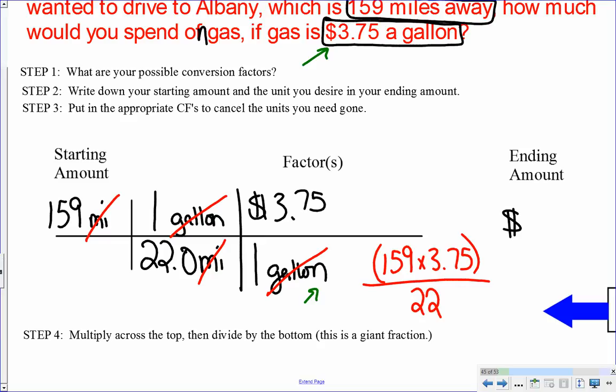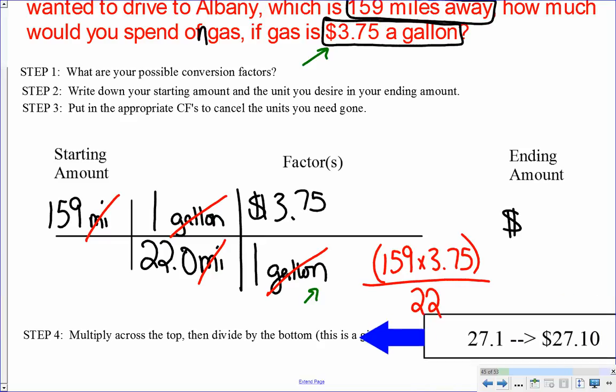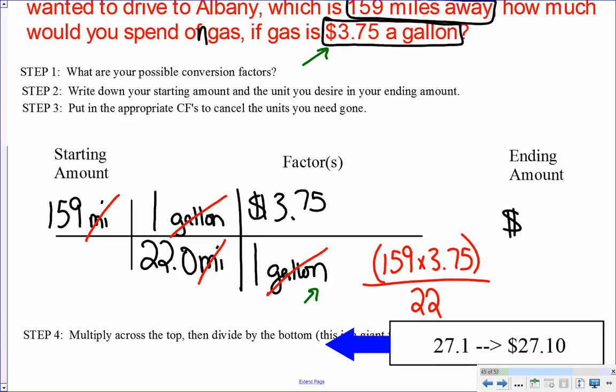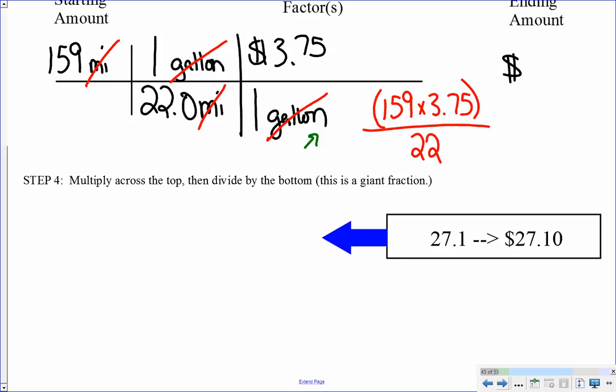So what this should give you is 27.1. That is the answer with the appropriate number of sig figs. To make this look more like money, I did actually cheat a little bit and throw that 0 on there. That's not sig fig correct, but that is what money looks like. So I can assume that this is going to be pretty darn close to $27.10.